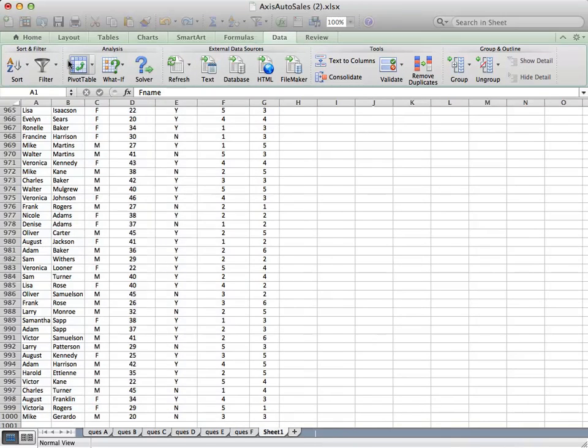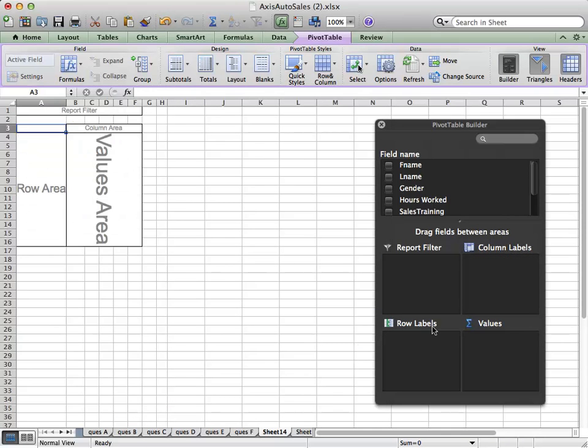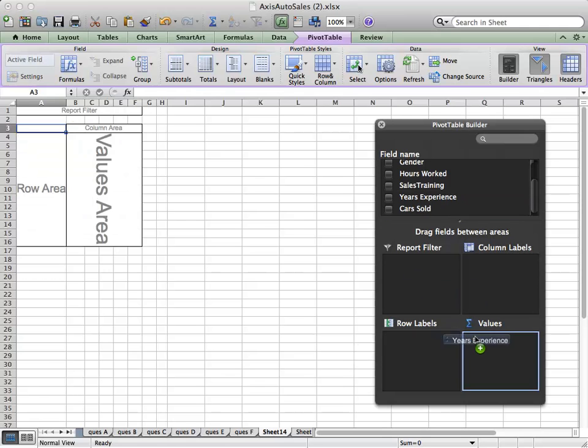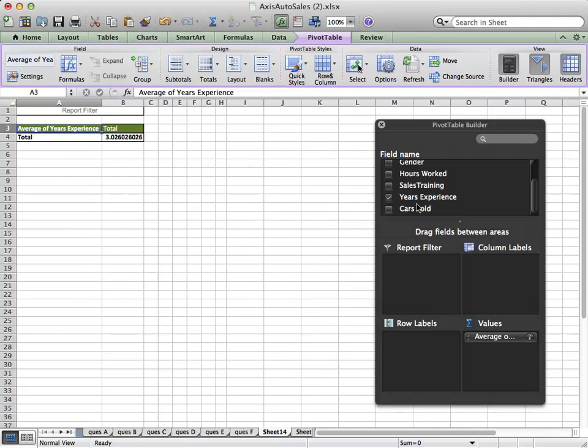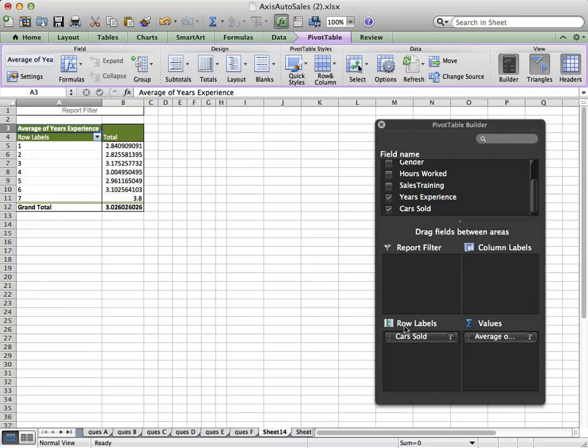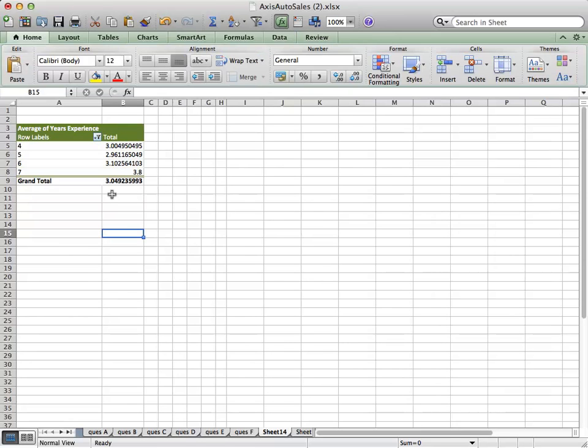Question G is average years of experience for people selling greater than 3 cars per month. So it's kind of like what we did with the hours worked. So average years of experience, change it to average, and we'll take cars sold per month here and filter it so it's only for the people selling more than 3 cars per month. And then we have 3.05 is basically the average years of experience for people selling more than 3 cars per month. That's question G.